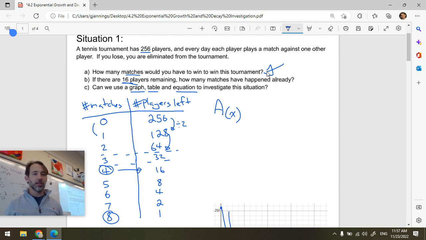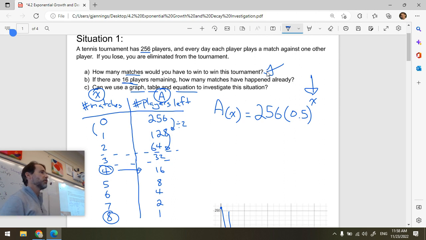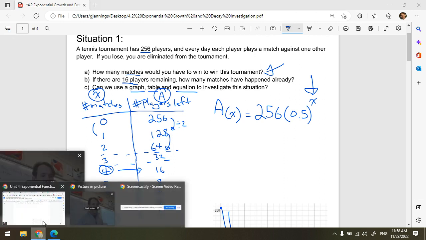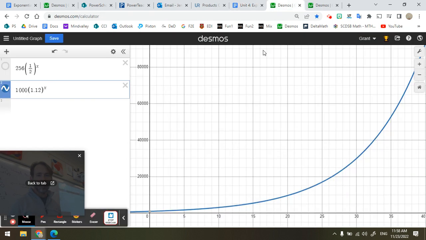So we'll use x equals number of matches, and a is the amount of players left. In this case, it's equal to, we started with 256, and then we cut that number in half every time we played a match. So in these cases, you're going to see your variable show up as your exponent up there. Now let's take a quick look at that in Desmos, see what it looks like, and see if it matches the graph that we created.